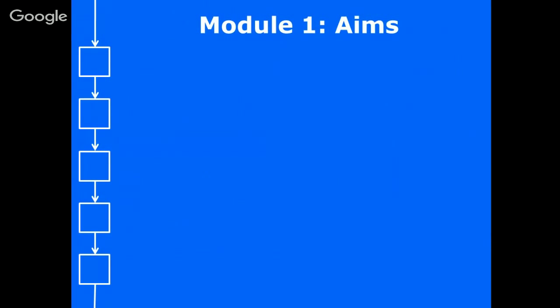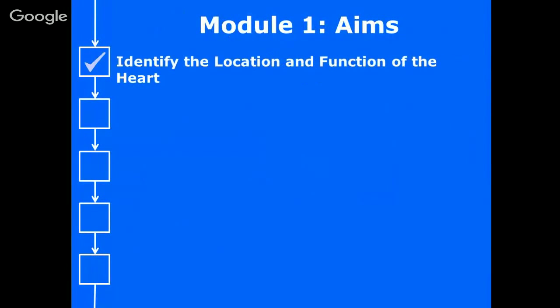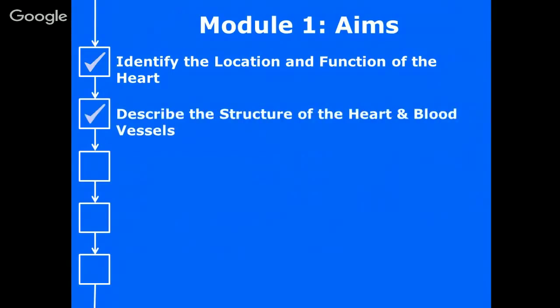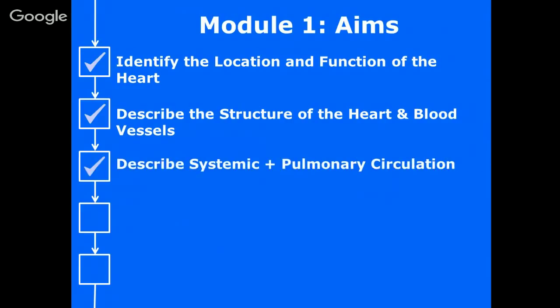So in this video, we're going to be looking at being able to identify the location and function of the heart. Also, by the end of the video, you're going to be able to describe the structure of the heart and also the blood vessels that serve that heart. We're going to talk about and describe the systemic and pulmonary circulation. And on top of that, we're going to look at and explain the blood pressure classifications.